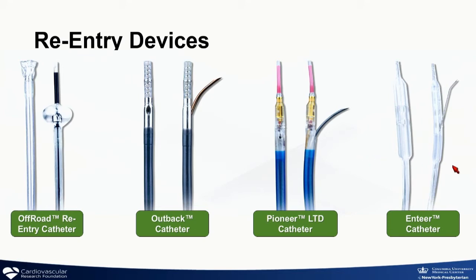If you use a 0.014 or 0.018 wire crossing strategy, the subintimal plane tends to be smaller, and you may be successful with Enteer, even if you didn't use the Viance catheter, which is the paired crossing device. On the other hand, if you use an 0.035 wire strategy and have a deep subintimal plane, you're going to probably need a catheter with more reach to get to the true lumen.